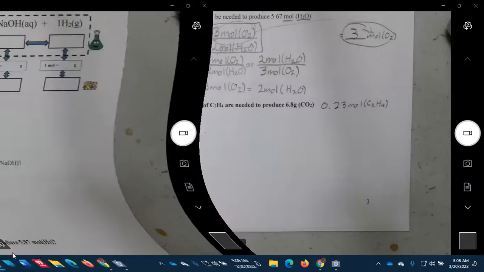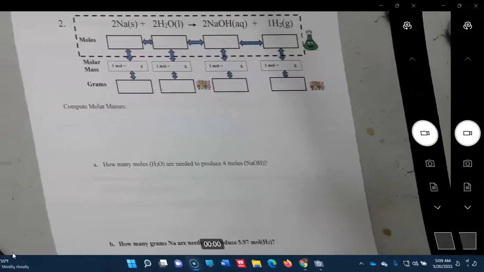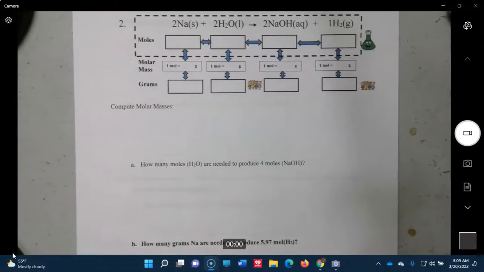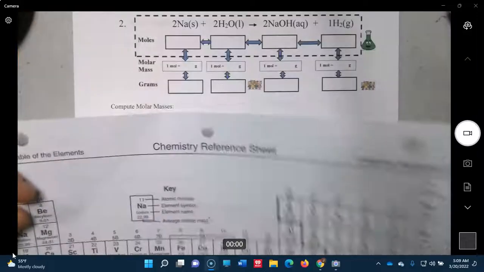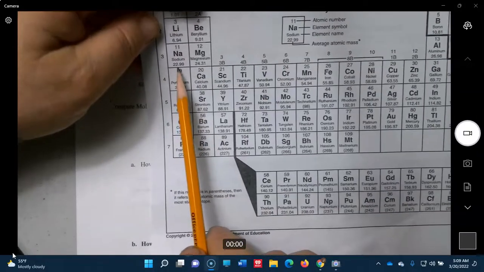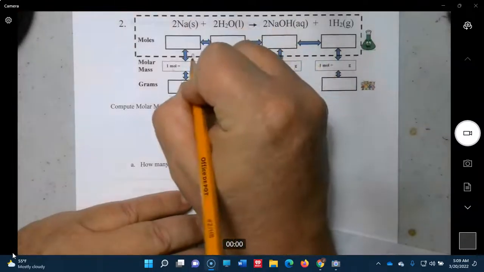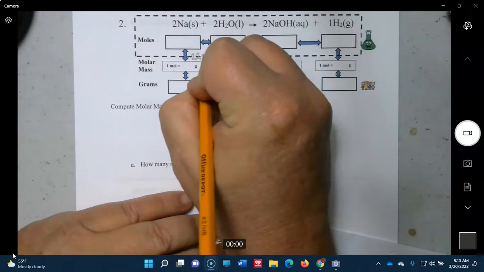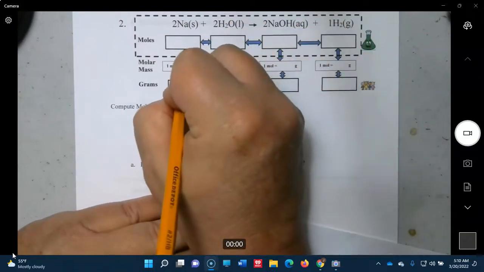Alright, so we are now moving on to problem number 2. So grab your periodic table and the molar mass of sodium. It's just a single element. It's not 2 sodium, it's just 1 mole of sodium. And that's going to be 22.99. Okay, let me see if I can fit it here. It'll be a little clearer.